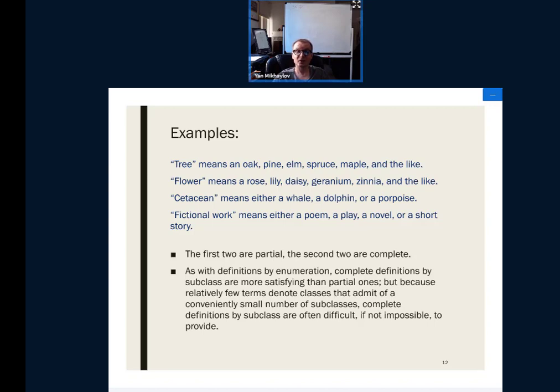However, they still have the same problem. Again, some of them are partial, some of them are complete. Tree means oak, pine, elm, spruce, maple is partial. You did not name all subclasses of trees, there's more of them. Same thing with the flower. But the other two, the cetacean and fictional work, the book tells us they are complete. There are no more cetaceans, for example. This is all three of them. So it could be partial, could be complete, but all of them have these problems.